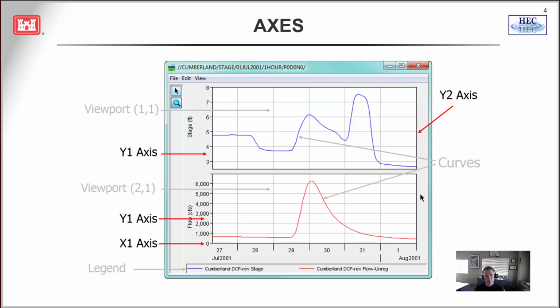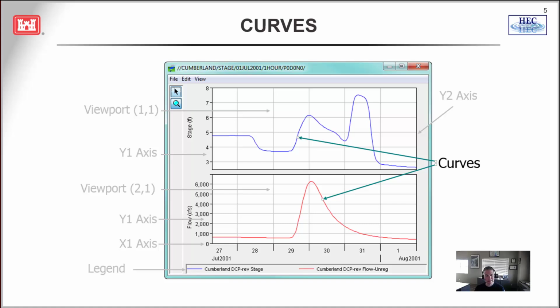If we had multiple data sets being plotted in the same viewport, then the second y-axis, the y2 axis, would be used. So if you did have multiple data sets, the main axis, y1, is on the left, and the secondary axis, y2, is on the right. The different data sets that you have in a plot, we're going to refer to as curves, data curves. If you have different time series data, a separate curve is used to plot that information in the viewports.